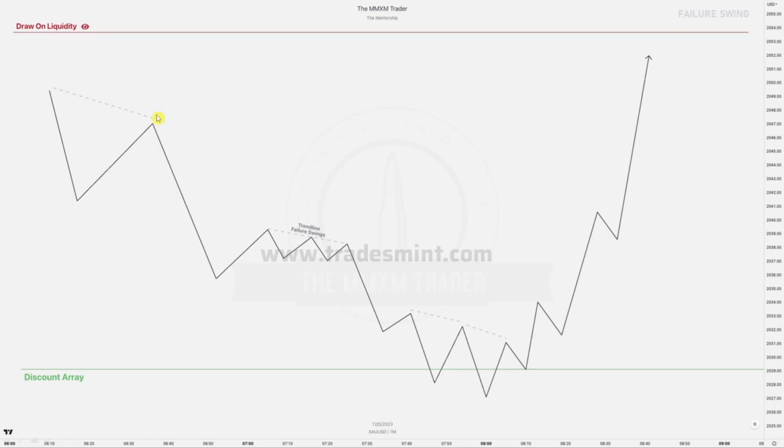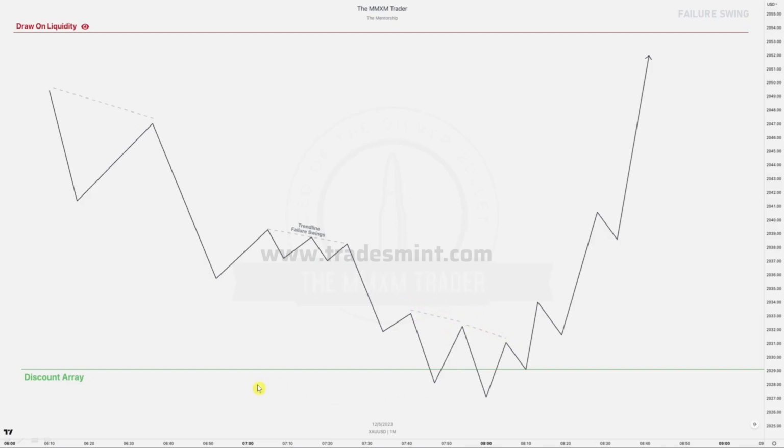Over here, we've got multiple failure swings, right? We have a high over here, which this high fails to take out. Then over here, we've got this little trend line going on, which is a set of failure swings, right? So this high fails to take out this high, and this high over here fails to take out this high. And down here, we've got even more, right? So high, lower high, and even a lower high. So all failure swings around here.